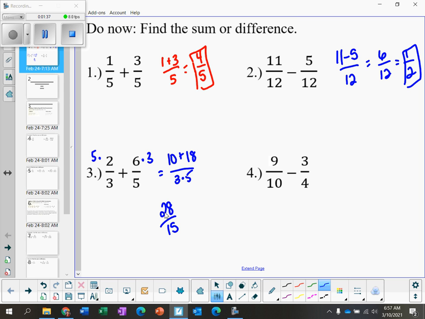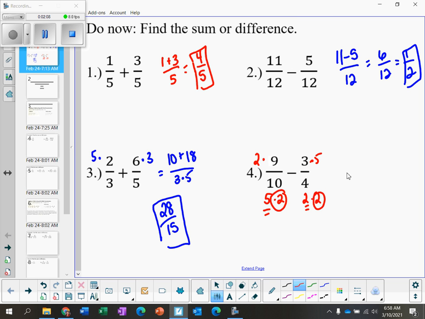If this was reducible, I would reduce it, right? But that divides by 4, 7, 2, 14. This only divides by 3 and 5, so that's as low as that goes. All right, for 4, 10 is really 5 times 2, and 4 is really 2 times 2. So they have 2 in common, which means this fraction is missing the 5, and this fraction is missing this 2. So we're going to multiply this one by the 2, and this one by the 5.